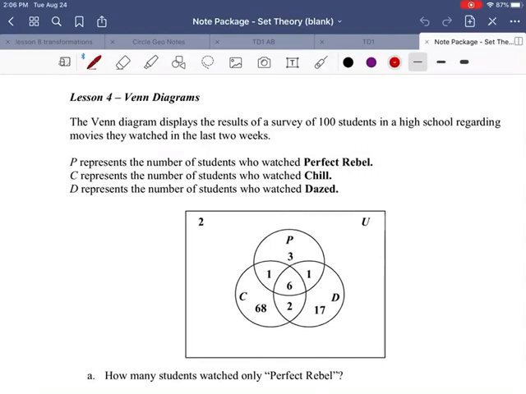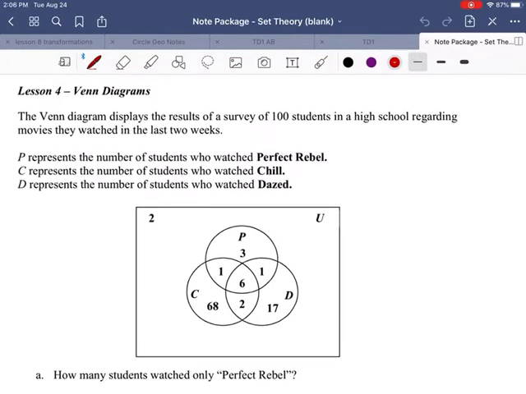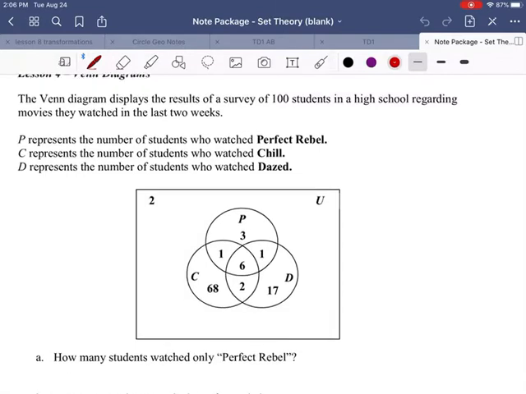Lesson 4 on Venn diagrams. So a Venn diagram displays the results of a survey of 100 students in a high school regarding movies that they watched in the last 2 weeks. So we got these 3 movies, Perfect Rebel, Chill, and Dazed.